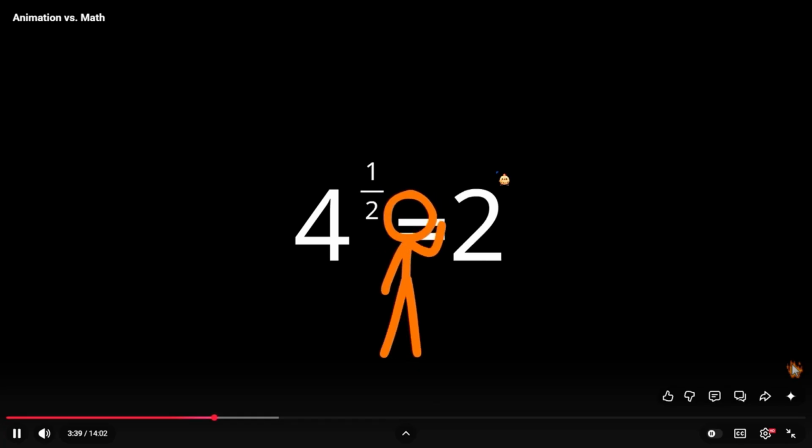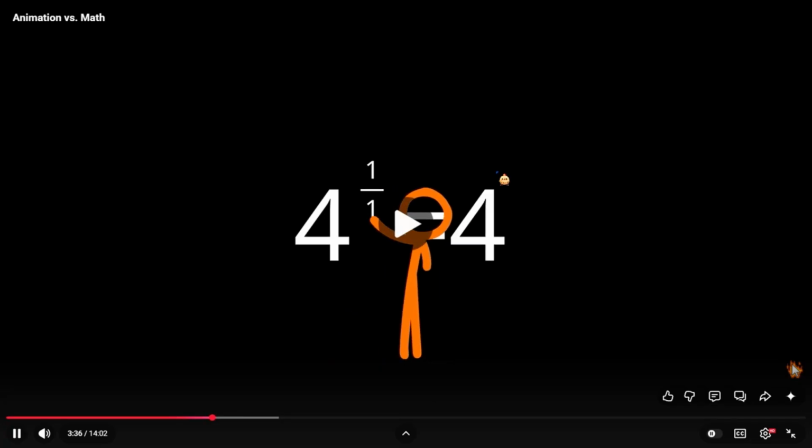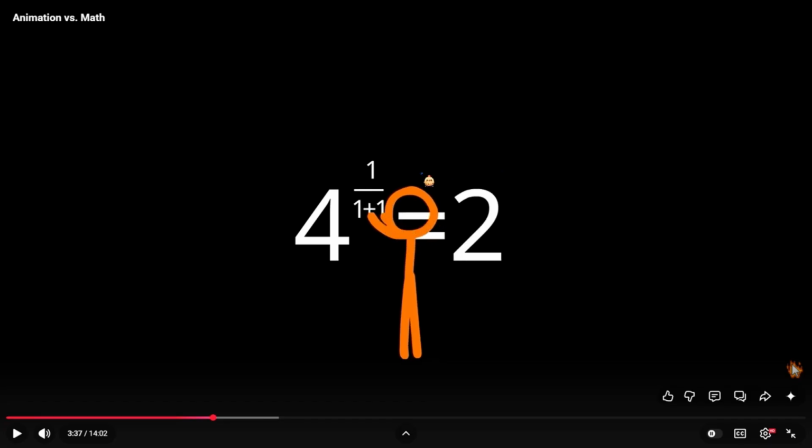Fraction. That's 2. That is half, which is 1 divided by 2. If the power is a fraction, then the top part of the fraction is the power, and the bottom part of the fraction is the root. What's that called? The power of the roots.